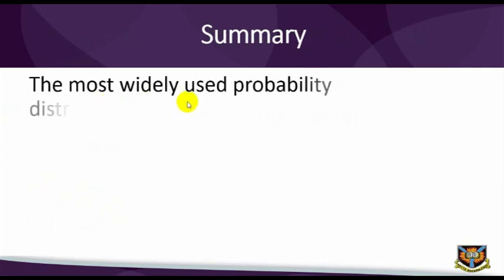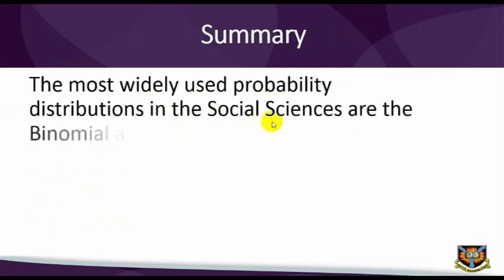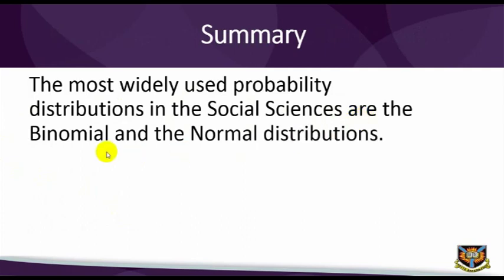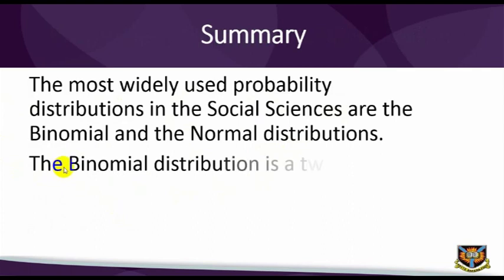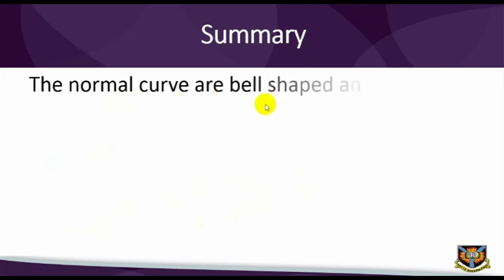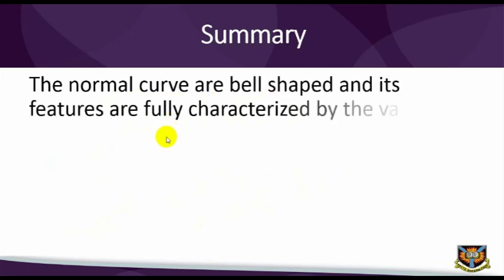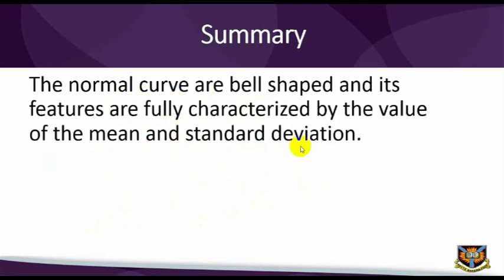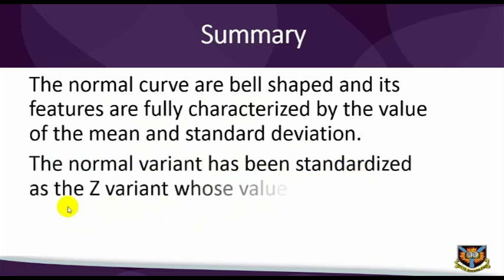Summary. The most widely used probability distributions in the social sciences are the binomial and the normal distributions. The binomial distribution is a two-chance experiment that involves a series of repeated trials. The normal curve is bell-shaped and its features are fully characterized by the value of the mean and standard deviation. The normal variate has been standardized as the z-variate whose values are tabulated.